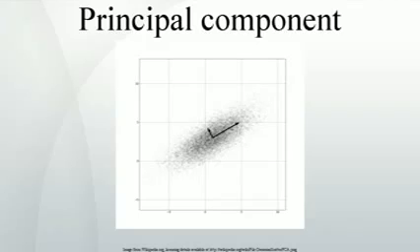Details. PCA is mathematically defined as an orthogonal linear transformation that transforms the data to a new coordinate system such that the greatest variance by some projection of the data comes to lie on the first coordinate, called the first principal component, the second greatest variance on the second coordinate, and so on.